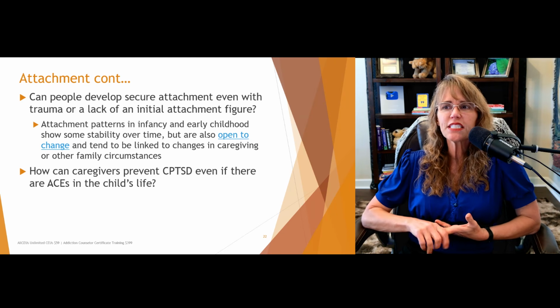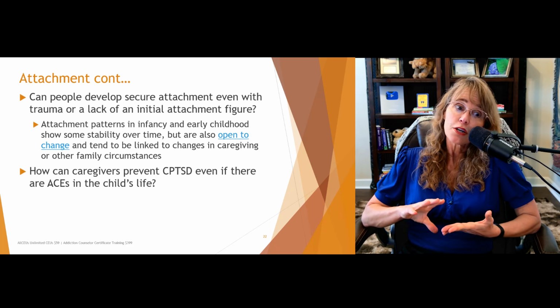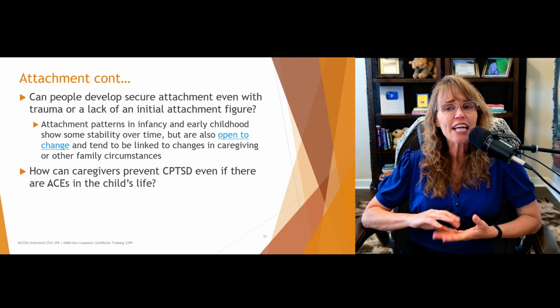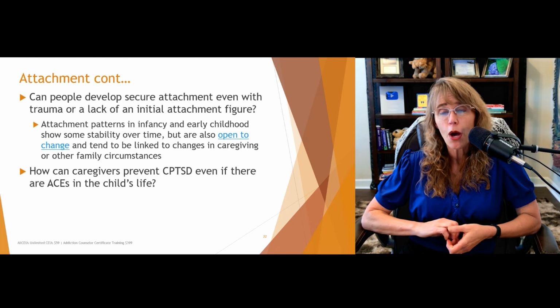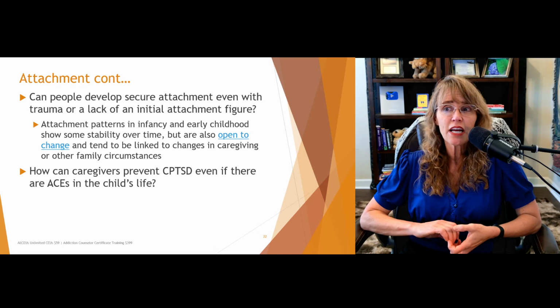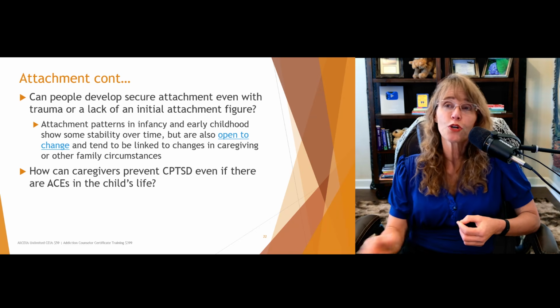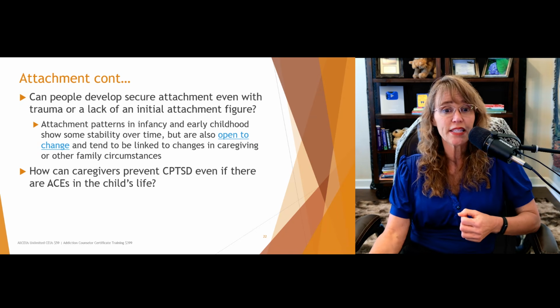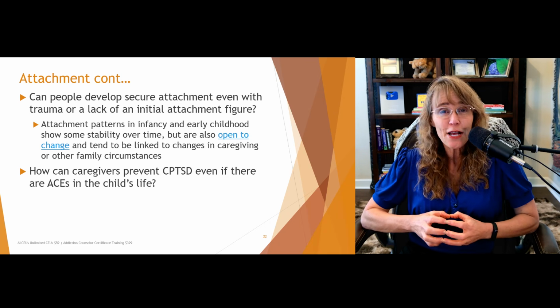Can people develop secure attachment even with trauma or a lack of an initial attachment figure? The research says probably. Attachment patterns in infancy and early childhood show some stability over time, but they are open to change and tend to be linked to changes in caregiving and other family circumstances. When the child is able to articulate their needs, when the child is in an environment in which they feel safe and empowered, when the child is in a relationship with someone they can trust, then attachment styles may start to change.